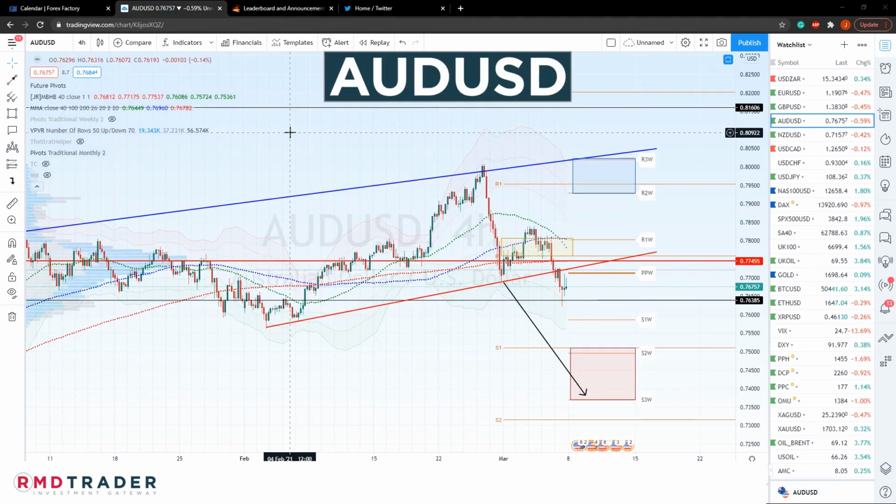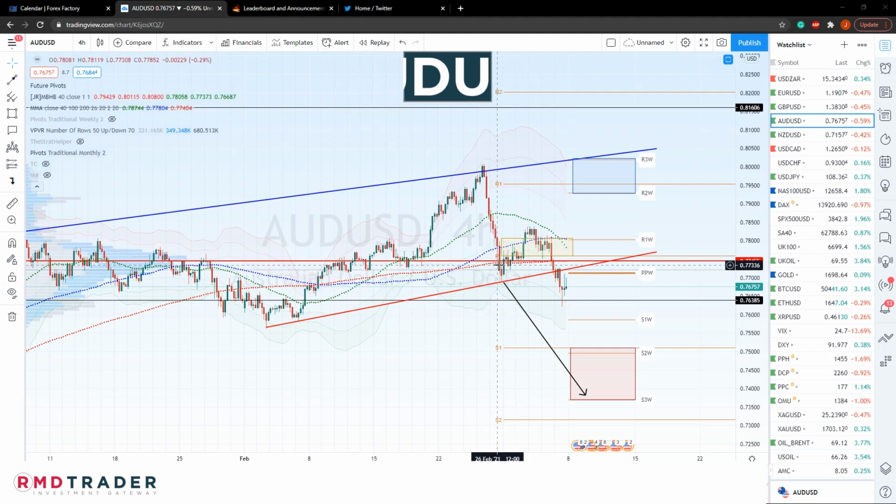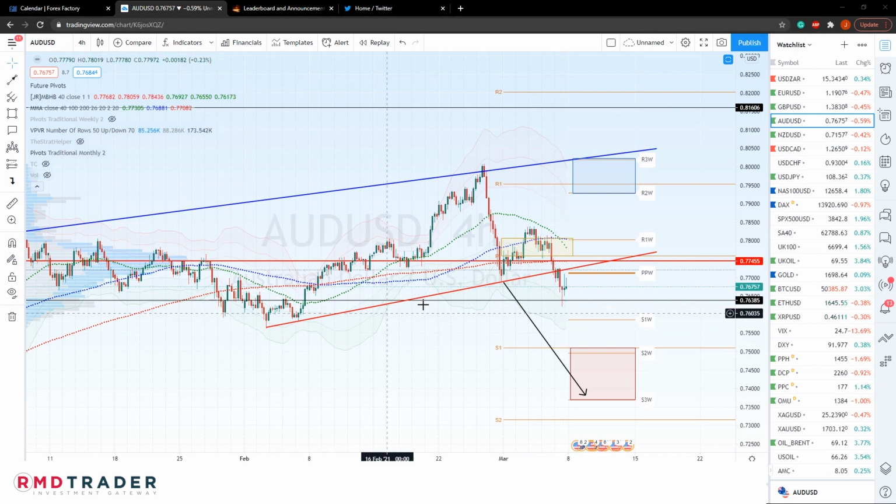Having a look now at the Australian dollar USD. Last week we mentioned that price action is expected to head back to that 0.775 to 0.780 range that was between the monthly pivot and last week's pivot. This turned out to be the case, with price action then getting rejected to close below the diagonal support.